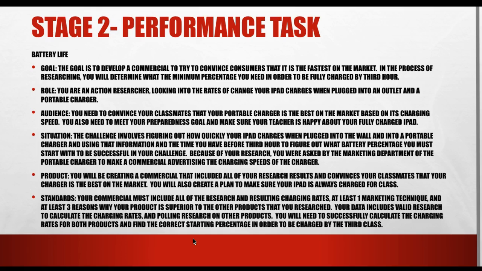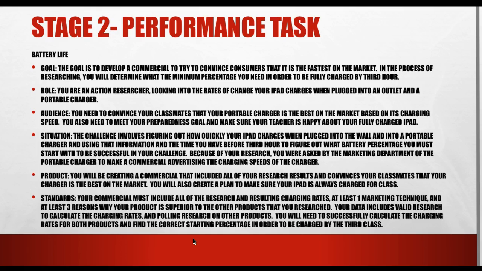So in the process of researching, they're going to determine what the minimum percentage they need in order to be fully charged by 3rd hour. So basically, they have to have a fully charged iPad by third class period. And that iPad, they wake up and they realize they forgot to plug it in. And so they have a portable charger and they have a wall charger. And different time periods throughout the morning, they can use different things.